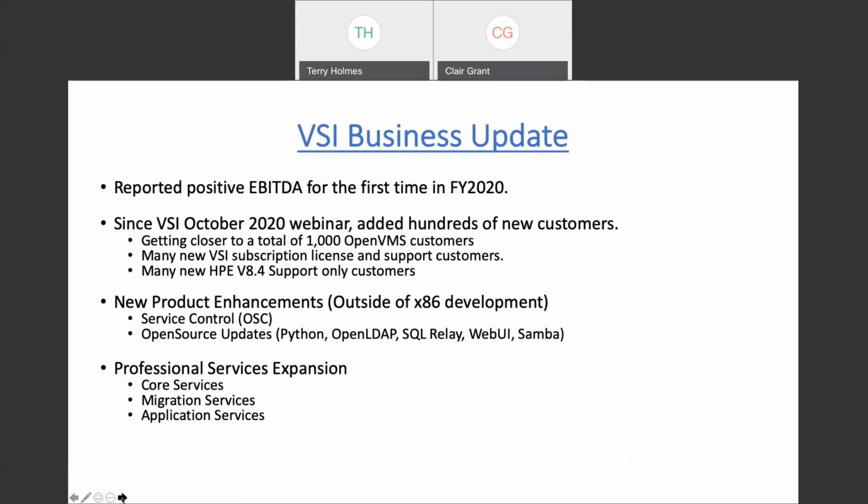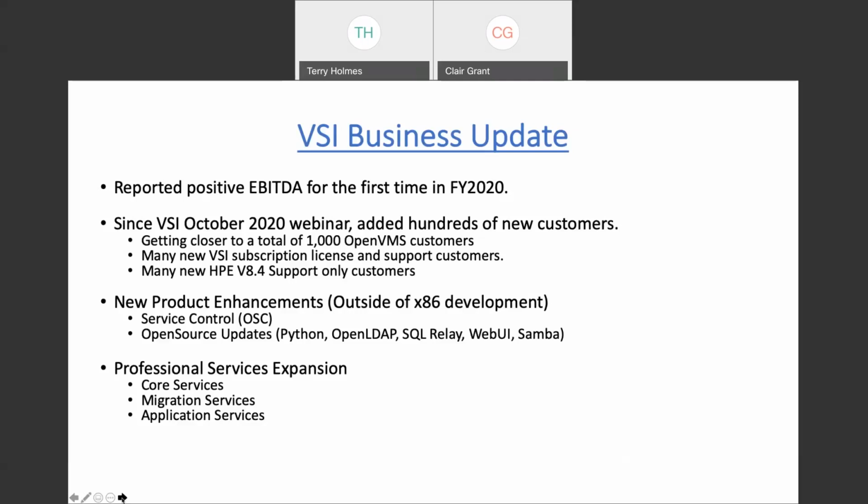We've also made great progress in our open source updates. Updates made to Python and Open LDAP, SQL Relay, our new web UI, and Samba. So we're making great progress there, and we're excited about all those things.